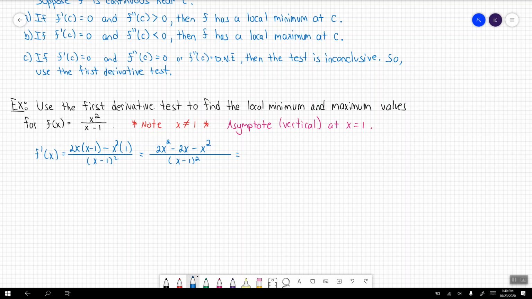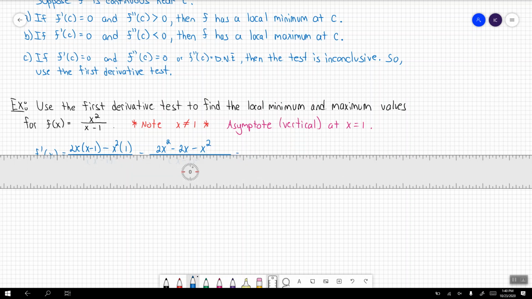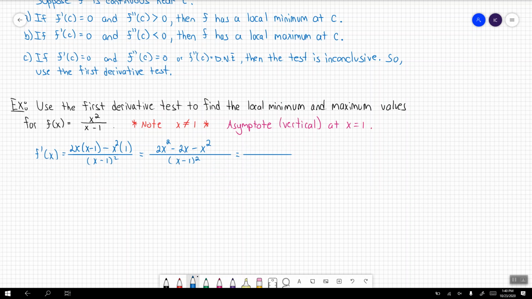And then we can simplify this just a little bit more. This will then get us x squared minus 2x, all divided by (x minus 1) squared. Perfect.